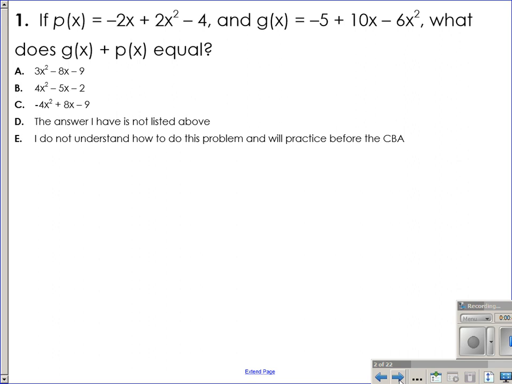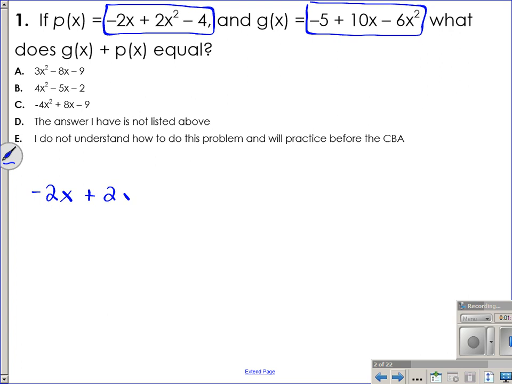Question number 1 said, if p of x is negative 2x plus 2x squared minus 4, and g of x is negative 5 plus 10x minus 6x squared, what is g of x plus p of x equal? So all it's asking us to do is take this expression and add it to this expression. So all I need to do is bring down, since it's adding, the two expressions and add them together.